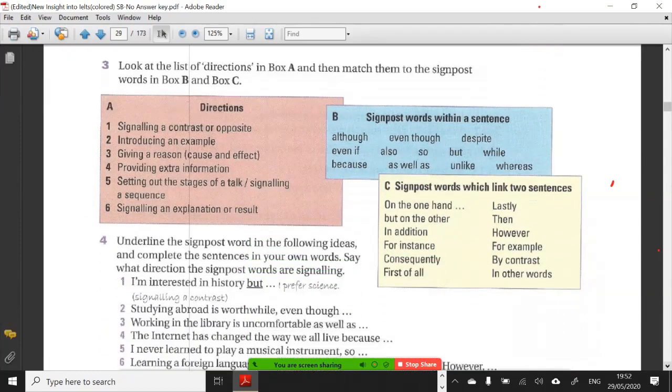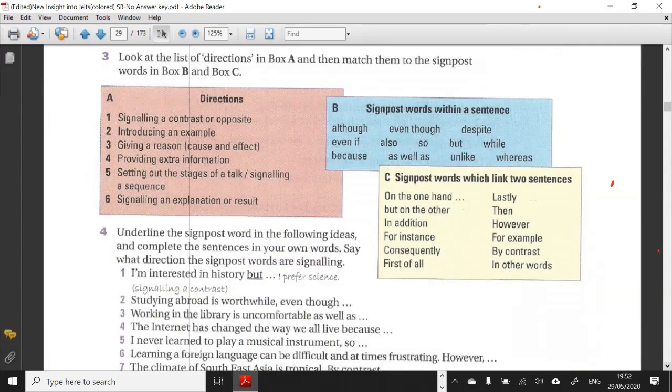Okay, looking at question number 3, Mariam, if your internet connection is okay, can you read question number 3, please? Yeah, I read. Look at the list of directions in box A and then match them to the signpost words in box B and box C. Now I'm sure you know what signpost words are. They are given on the right, the signpost words within a sentence.